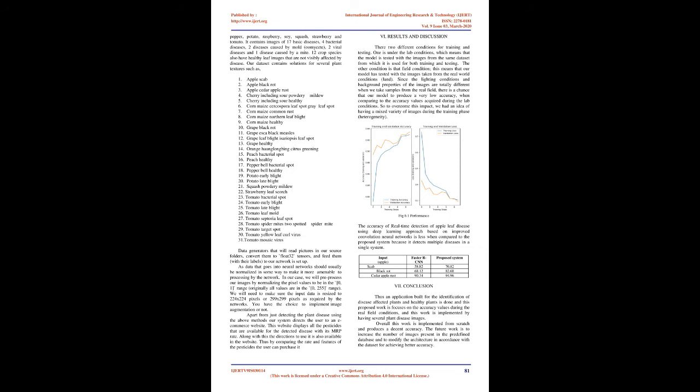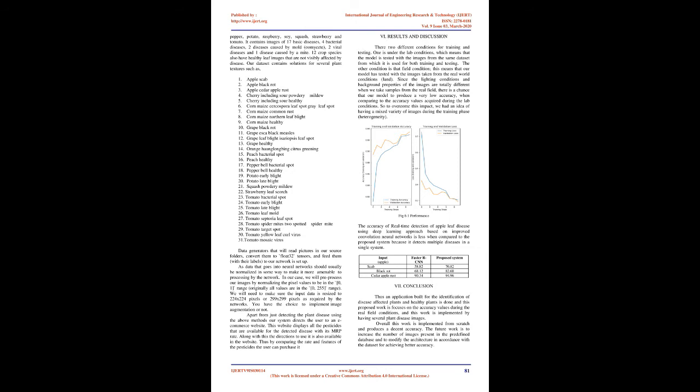It contains images of 17 basic diseases, 4 bacterial diseases, 2 diseases caused by mold, oomycete, 2 viral diseases and 1 disease caused by a mite. 12 crop species also have healthy leaf images that are not visibly affected by disease. Our dataset contains solutions for several plant diseases such as 1.